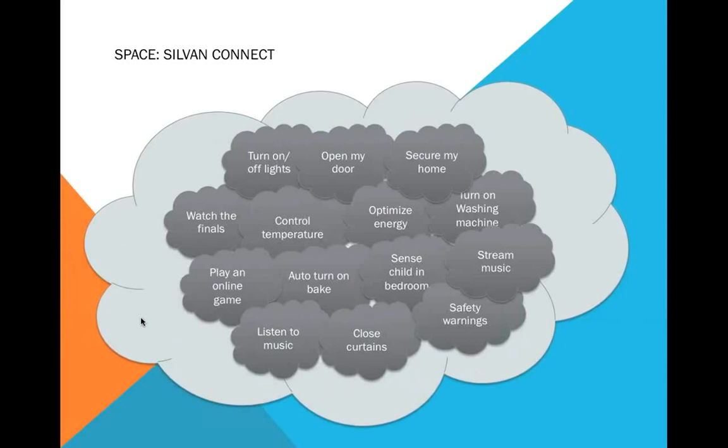Around this, again, same analogy if you apply to spaces, there is the whole world of spaces getting smarter, and you have TVs that you can turn on smartly, you have doors you can open, you have security solutions that you can put in place, you can turn on and turn off your lights, you can control temperature, you can optimize energy, you can turn on your washing machine or your bake, you can sense children in bedrooms for security or safety reasons, you can stream music, and again there's lots of specialist solutions that exist for a lot of these things, all the way from video door phones, IP cameras, dimmer solutions, smart switches, electronic locks, sensors.